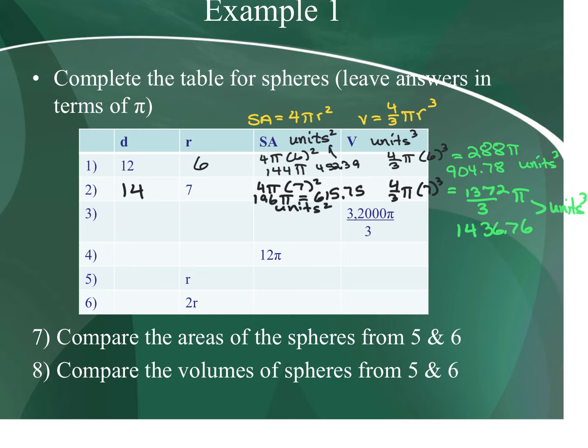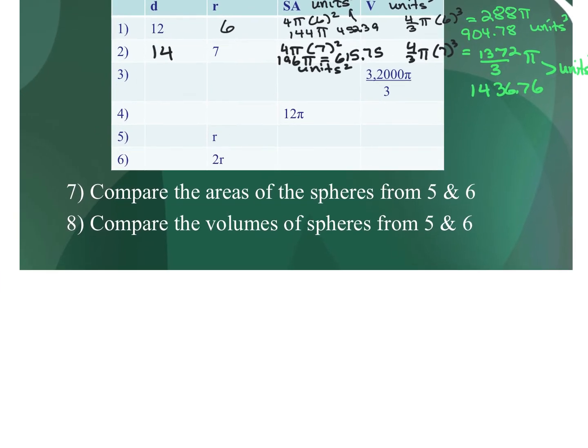Now for numbers 3 and 4, they're not giving me a radius or a diameter. They're asking me to work backwards from both. For number 3, work backwards from the volume, and for number 4, work backwards from the surface area. Now, on number 3, my comma is in the wrong place. It's a typo. That should be 32,000 pi over 3. So I'm going to go ahead and work out number 3 down at the bottom, so I have more room.